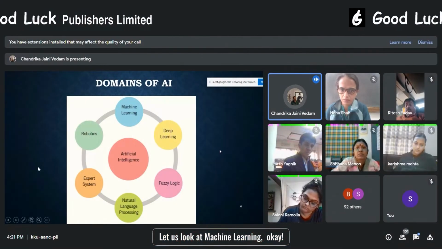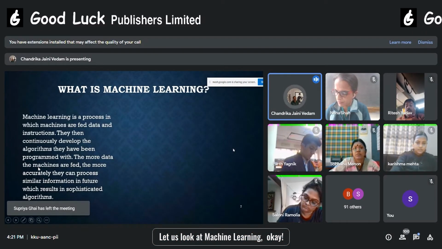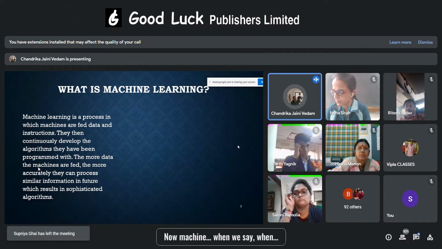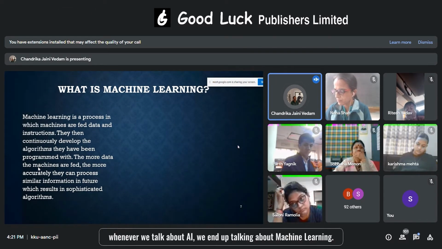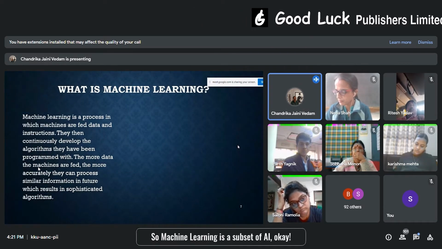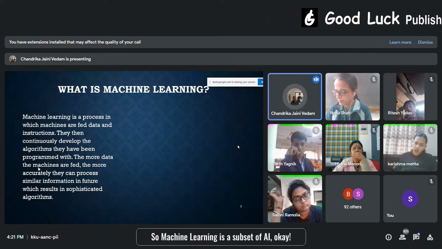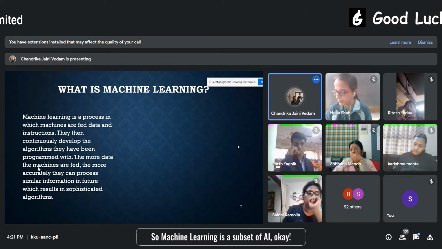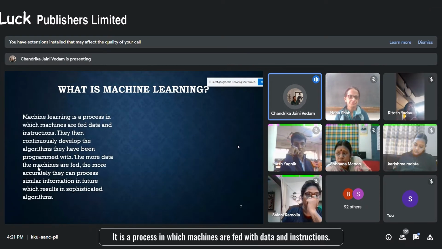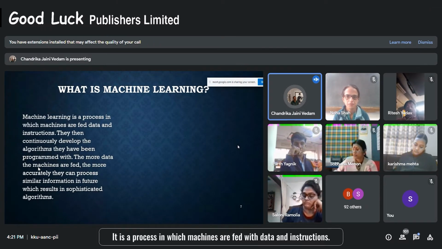Let us look at machine learning. Whenever we talk about AI, we end up talking about machine learning. Machine learning is a subset of AI. It is a process in which machines are fed with data and instructions.